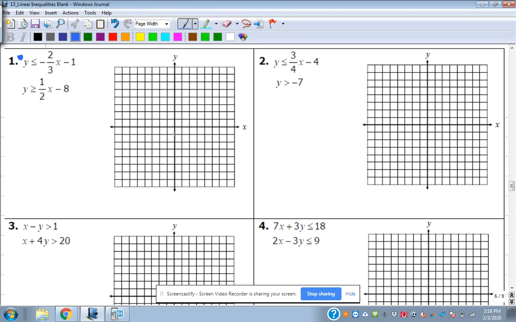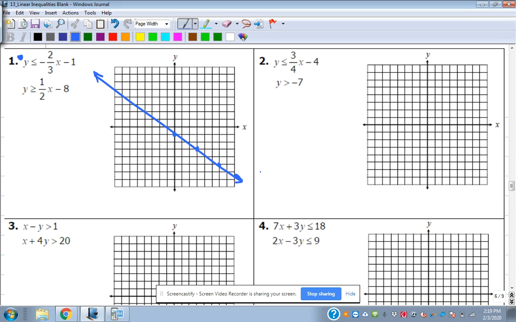Go to -1, and then my slope is -2/3. So I'm going down 2 over 3. Down 2 over 3. Should that be a dotted or a solid line? Solid, because it's got an equal to mark. So I'm going to draw a solid line.